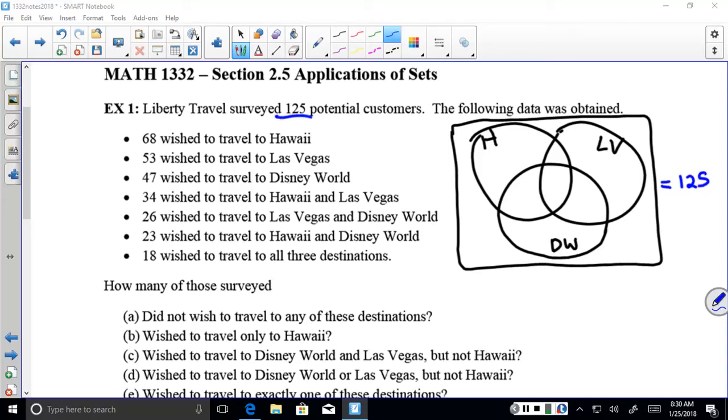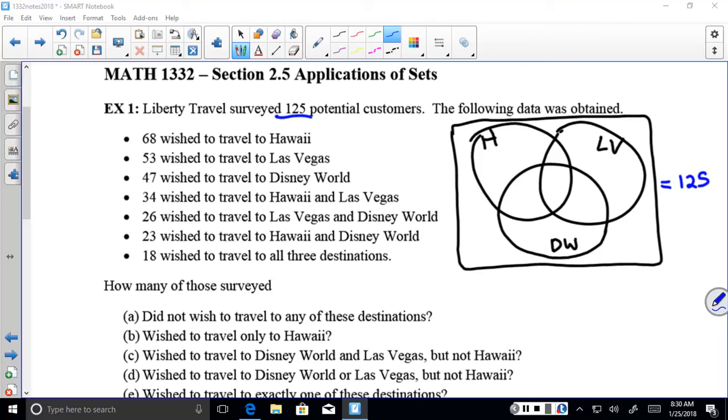Now if I started at the top, when it says 68 want to go to Hawaii, look at my Hawaii circle. How many parts are in my Hawaii circle? 4. So I don't know how the number 68 is broken up in that. I can't just pop a 68 in there. It's all broken up. Those 4 parts will add up to 68. So this one I can kind of tell it's going to continue like that till we hit the bottom. So I'm just going to skim to the bottom and start there.